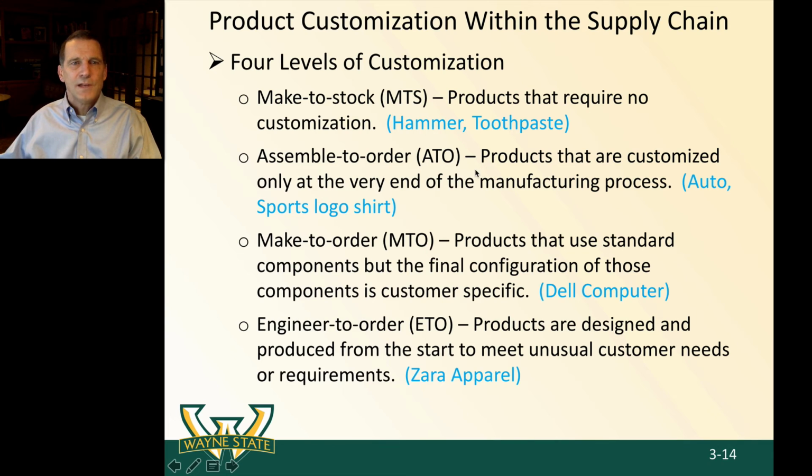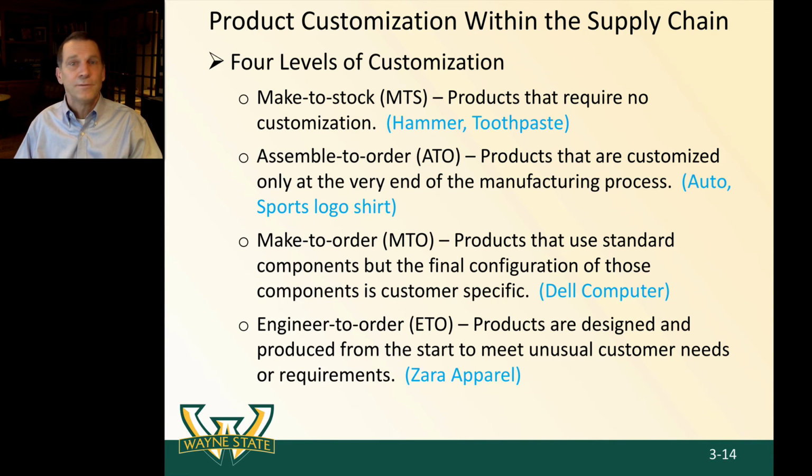Assemble to order, ATO, are products that are customized only at the very end of the manufacturing process. So a good example of that could be a sports logoed shirt. We've built the shirt, we've dyed the shirt, and it needs to get a logo sewn onto it, and we don't know whose logo it's going to be. Maybe it's this country club or that country club for a nice golf shirt, right?